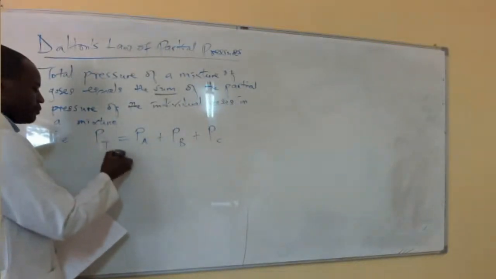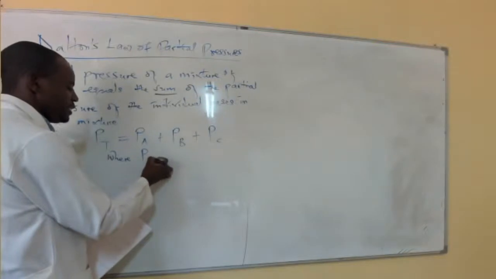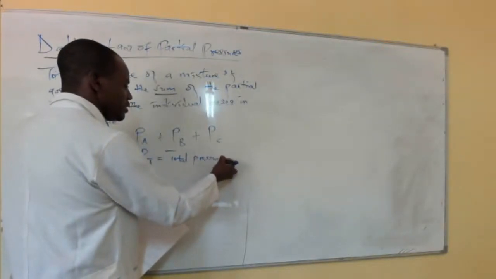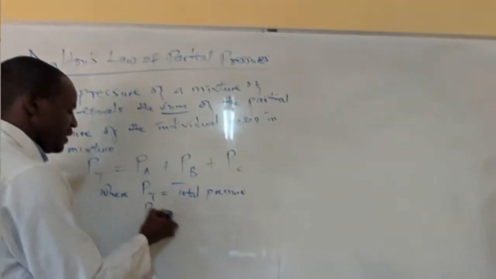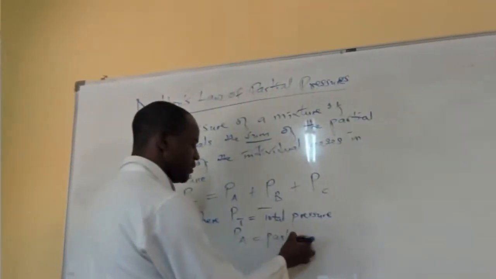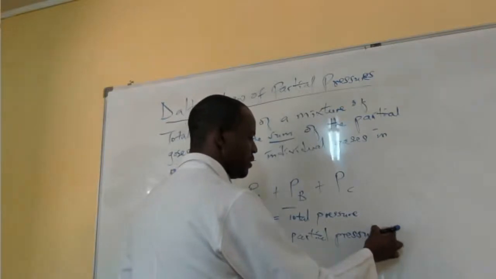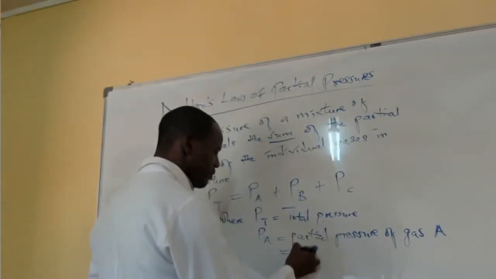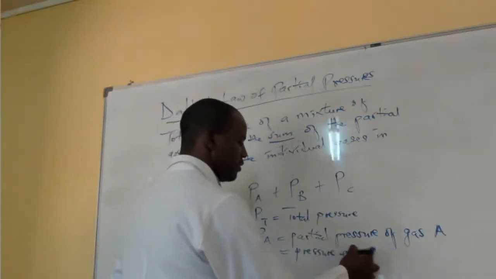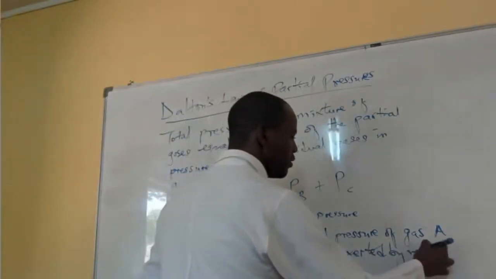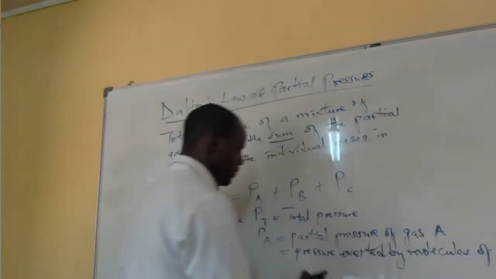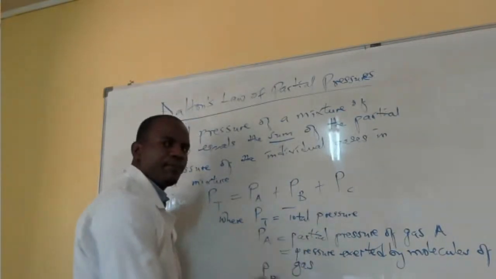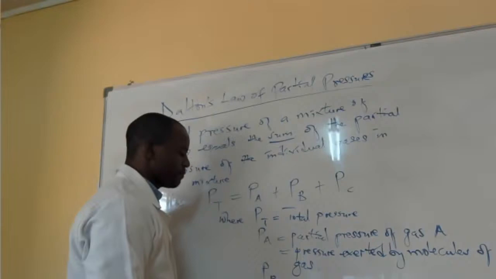Now, this means that the PT here will represent the total pressure, the sum of the partial pressure of gas A, gas B and gas C. This is assuming that we have 3 gases.